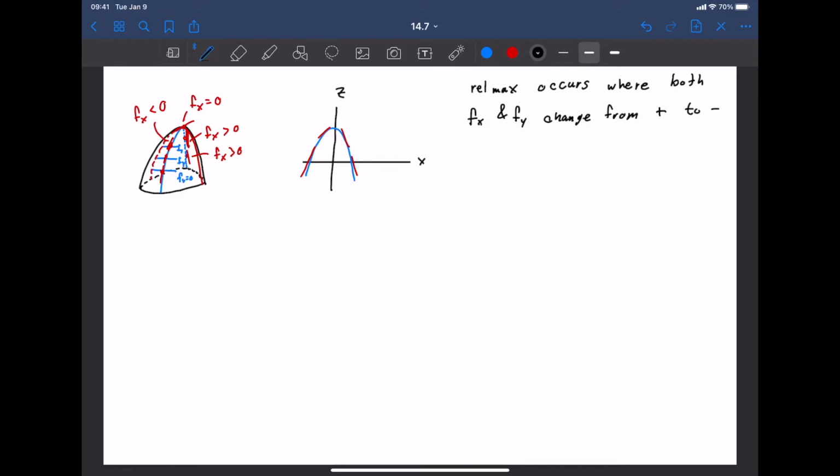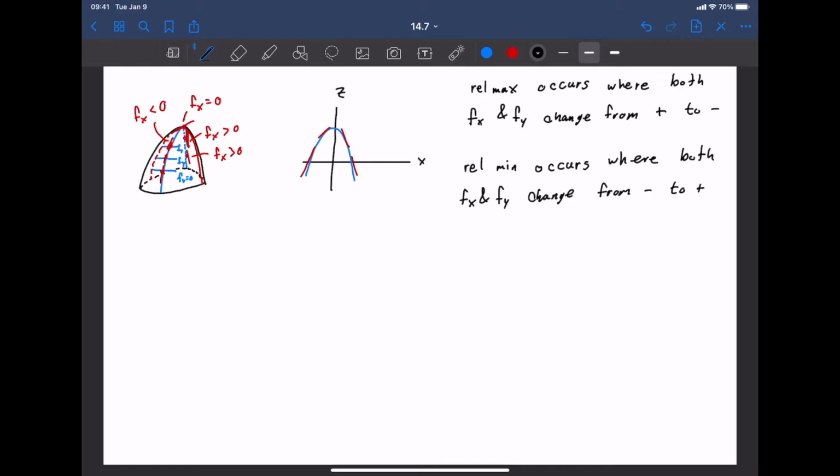And if we have a relative min, it's just like AB right now, it's just like Calc 1, occurs where both f sub x and f sub y change from negative to positive.